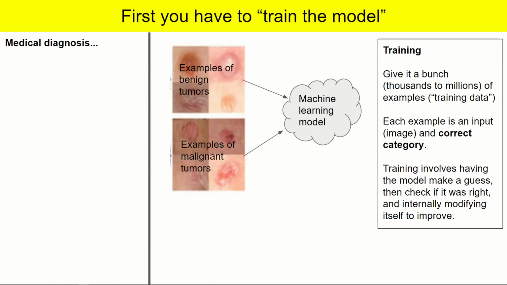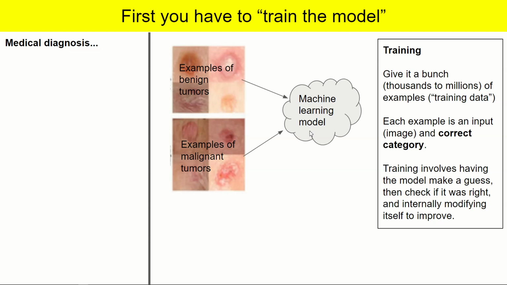Before we start talking about how the models work, let's talk about training. I said machine learning models teach themselves based on examples. So the first step is you have to gather lots of training examples, typically thousands to millions of examples of the type of input that you want to be able to classify. And it's important that you have correct answers as well. This is sometimes called a labeled data set or a labeled training set. So if we wanted to do medical diagnosis, we would need a bunch of pictures of benign tumors and a bunch of pictures of malignant tumors, along with the correct label for what they are, and you feed those into your machine learning model.